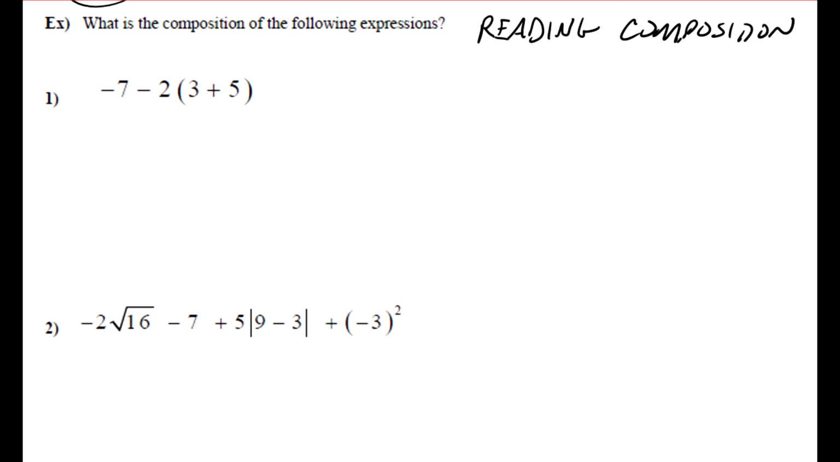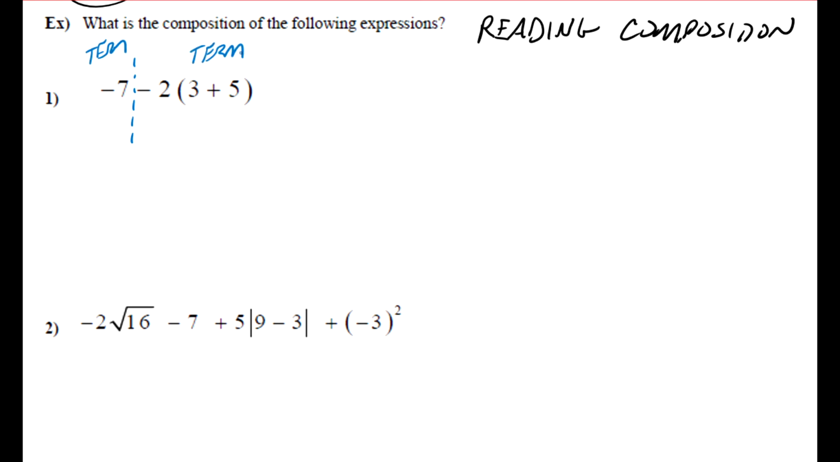And when I do that, the first thing I look for are the terms. So the terms are separated by plus or minus outside of grouping symbols. So again, we're using blue dotted lines. So we have two terms. We have one term here and one term here.